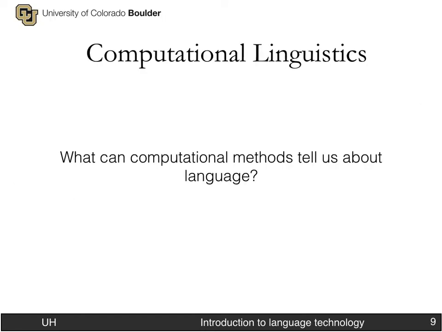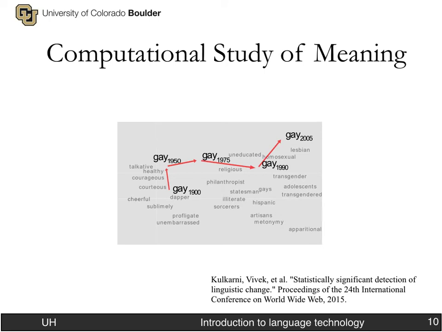Okay, so these were engineering fields, but we can also use techniques in language technology for deriving linguistic information. This is an example from a paper from 2015. The authors used a technique called word embeddings, which are based on word co-occurrences in large text corpora. The authors were able to map the change in word semantics throughout the 20th century.